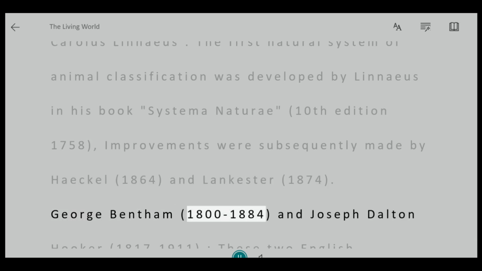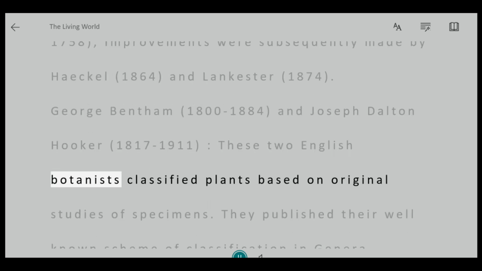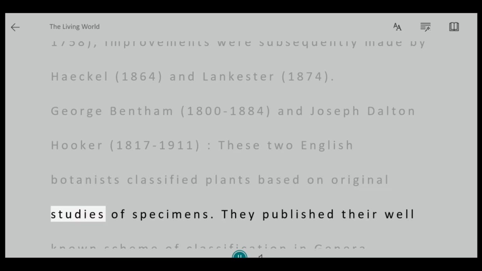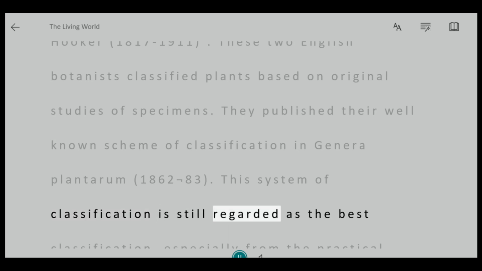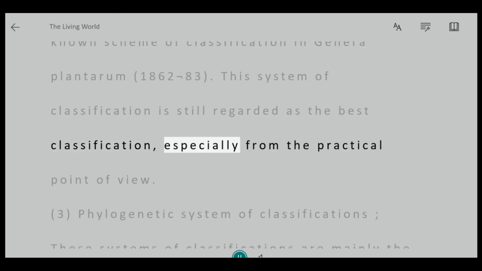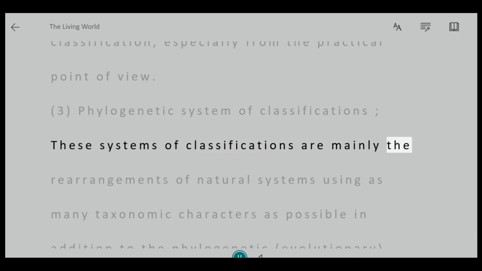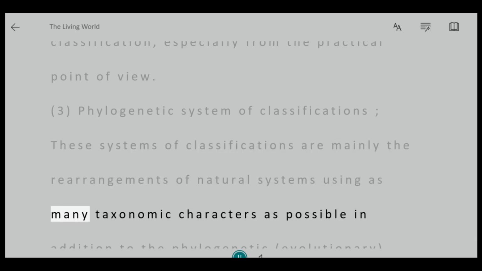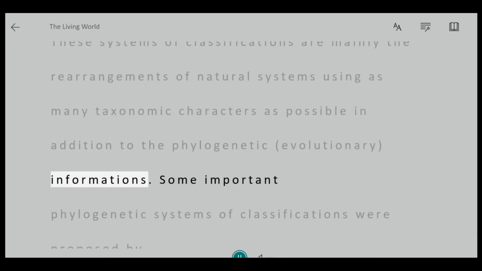George Bentham, 1800 to 1884, and Joseph Dalton Hooker, 1817 to 1911, these two English botanists classified plants based on original studies of specimens. They published their well-known scheme of classification in Genera Plantarum, 1862-83. This system of classification is still regarded as the best classification, especially from the practical point of view. 3. Phylogenetic system of classification. These systems are mainly the rearrangements of natural systems using as many taxonomic characters as possible in addition to the phylogenetic, evolutionary information.